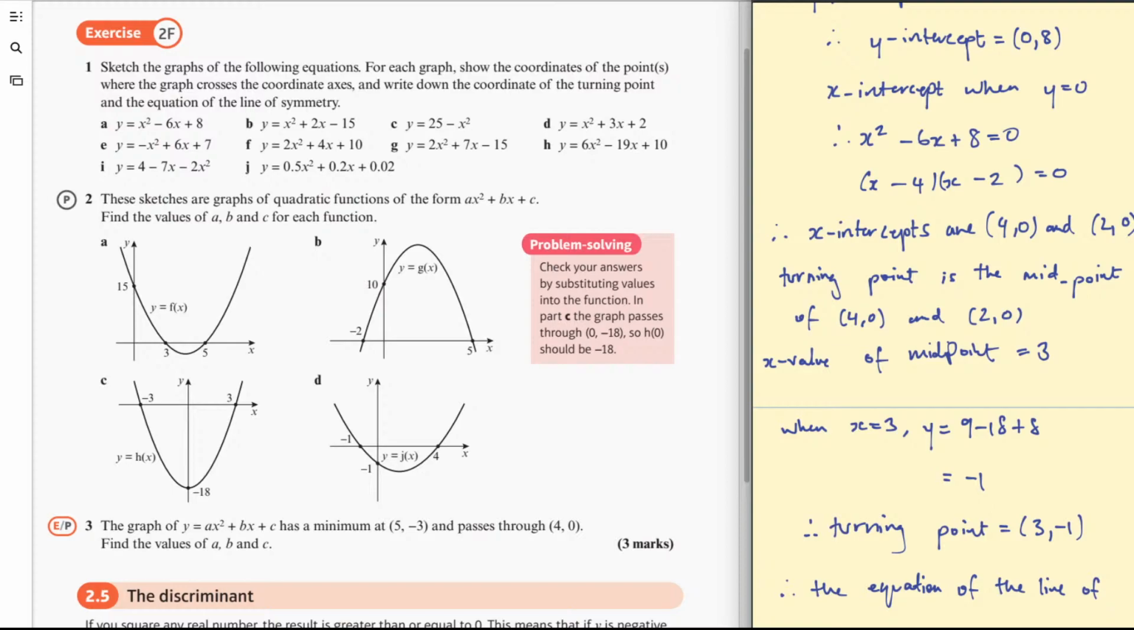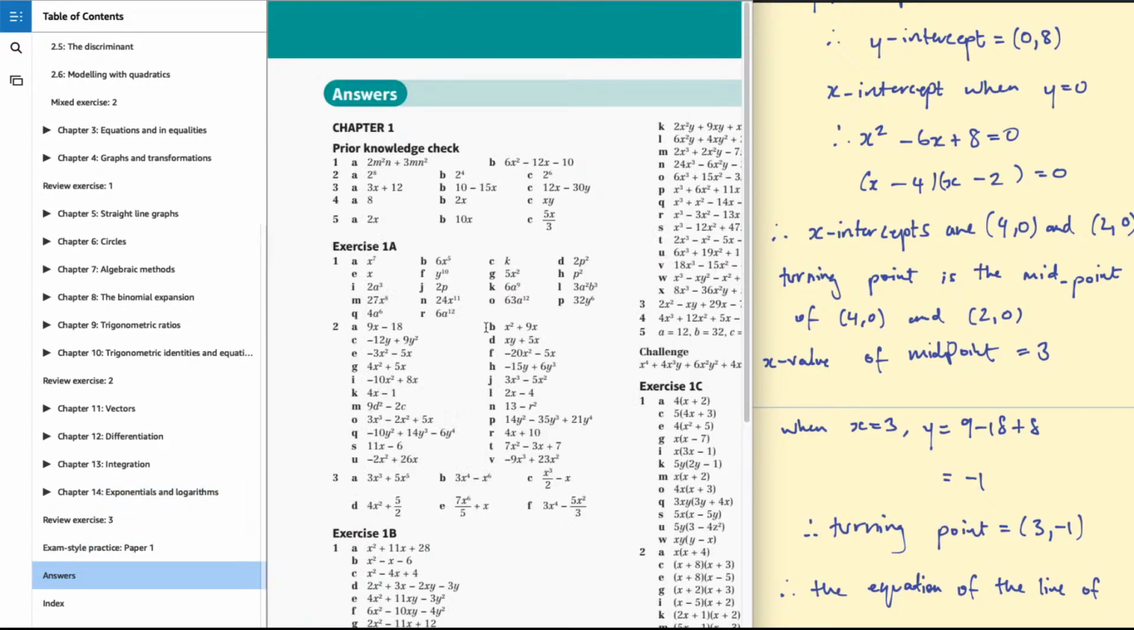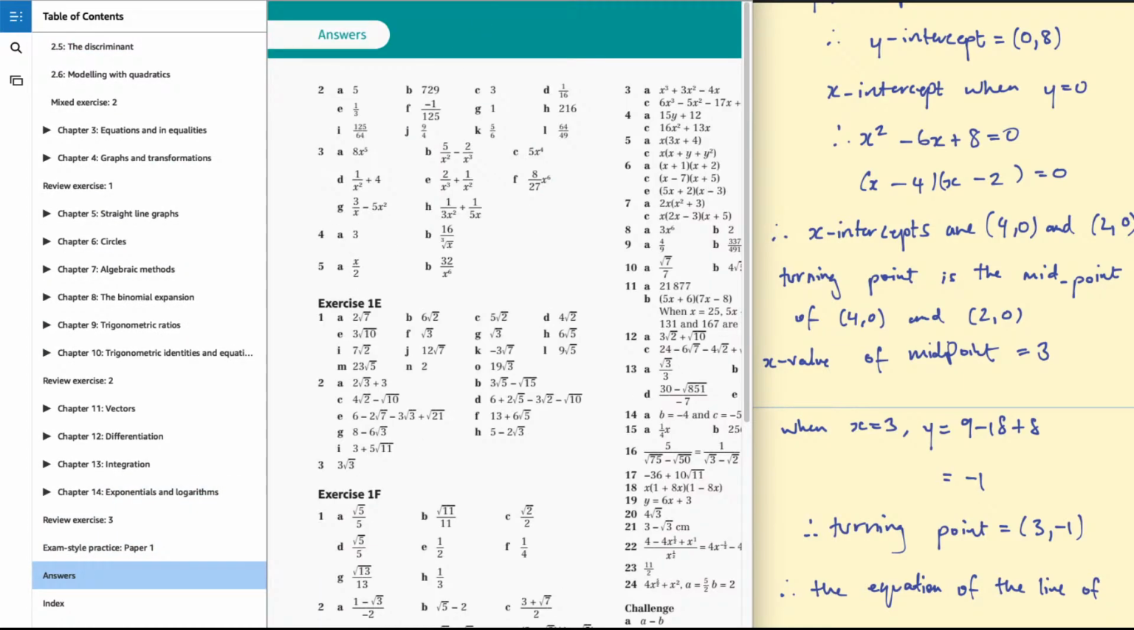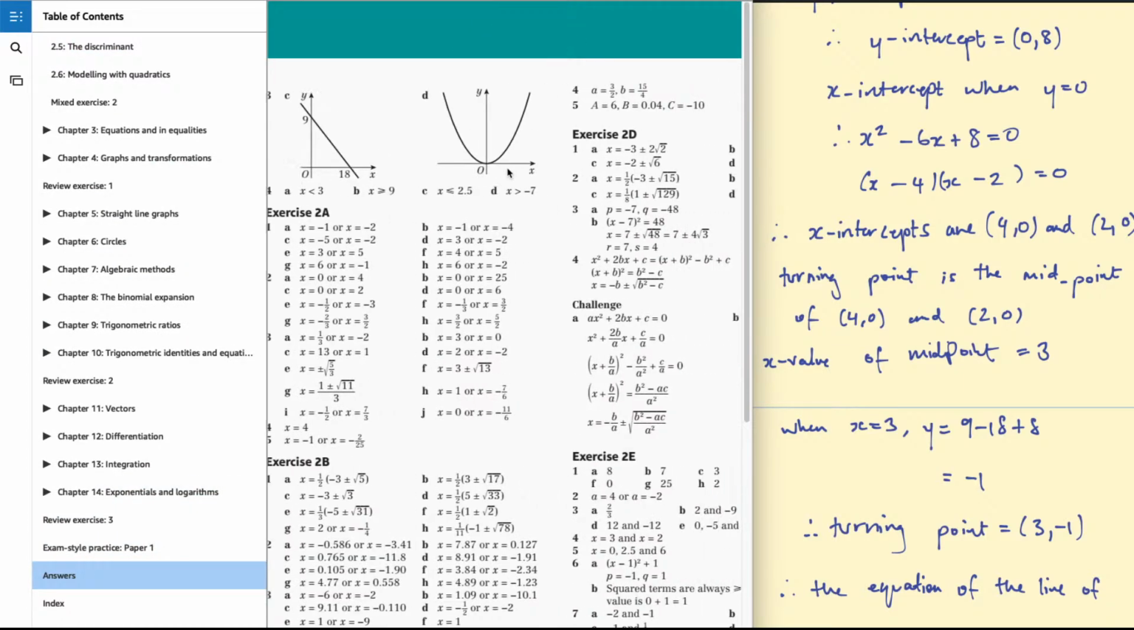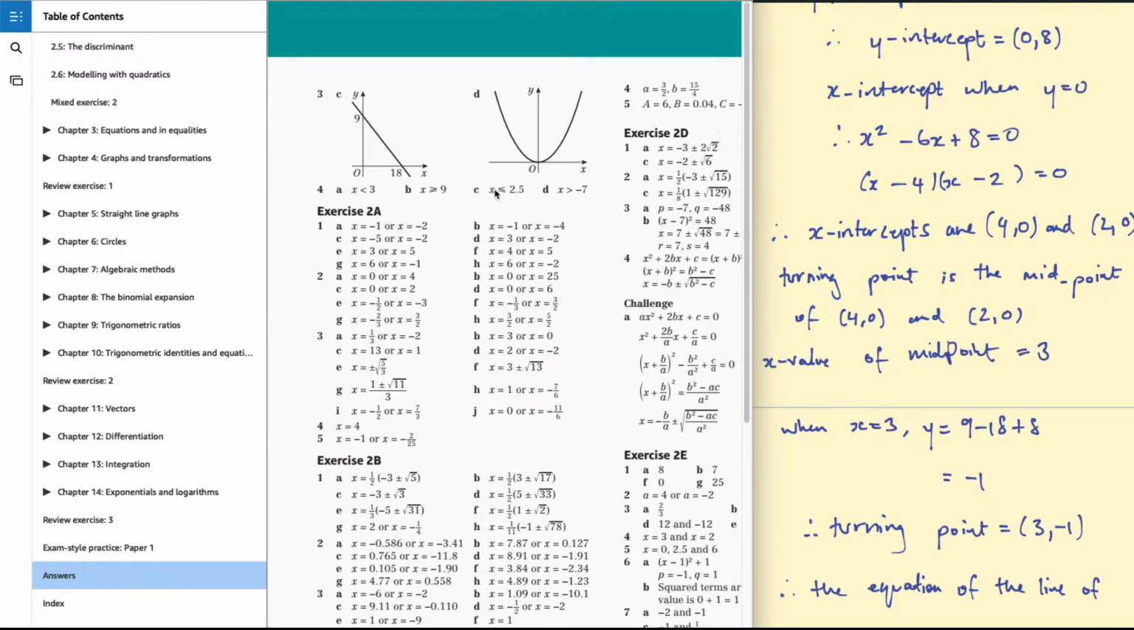They are quite long, aren't they? So this is 2f. I wonder, do they give the graph? They do give the graphs in the answers, that's nice.